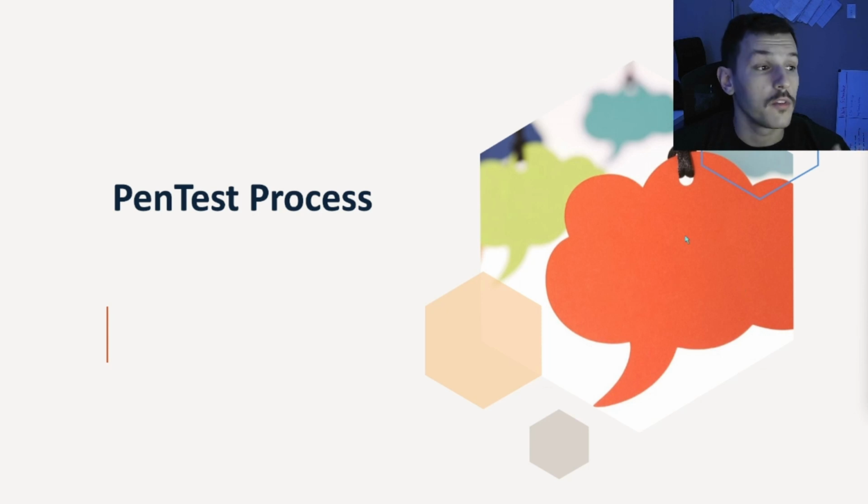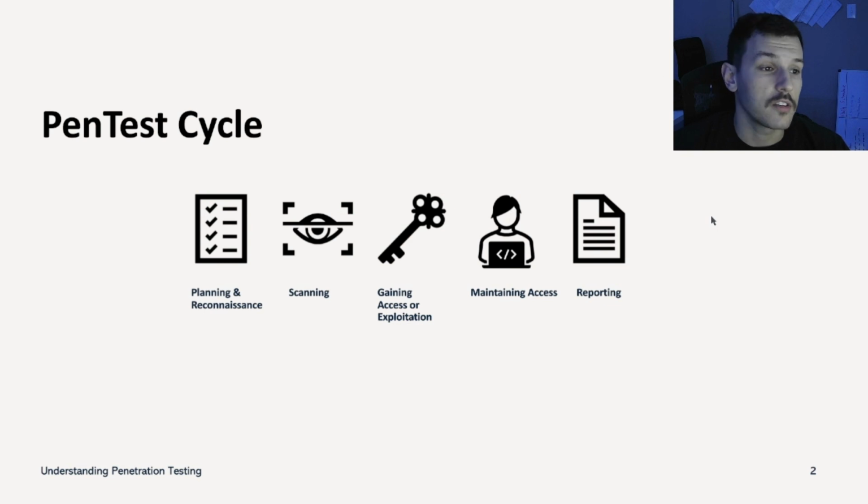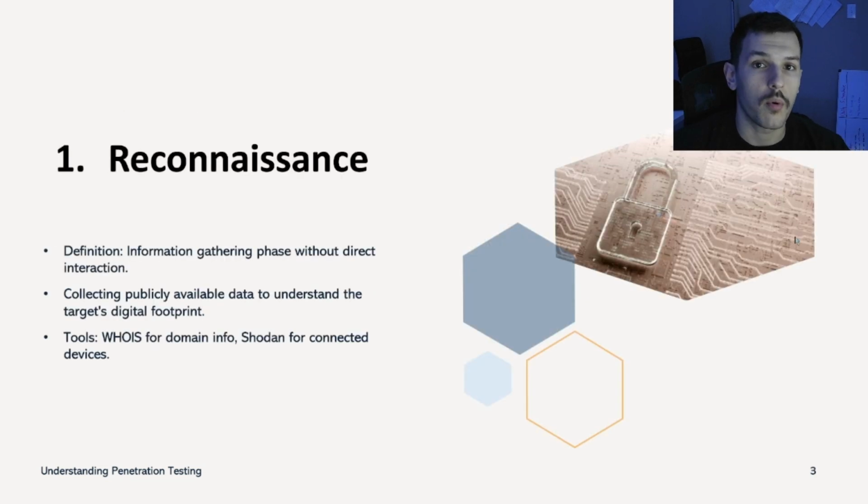In this video, we're going to understand and go over the pen testing process. So there are 5 vectors in this pen test cycle: planning and reconnaissance, scanning, gaining access or exploitation, maintaining access, and then reporting. So first up is going to be reconnaissance.